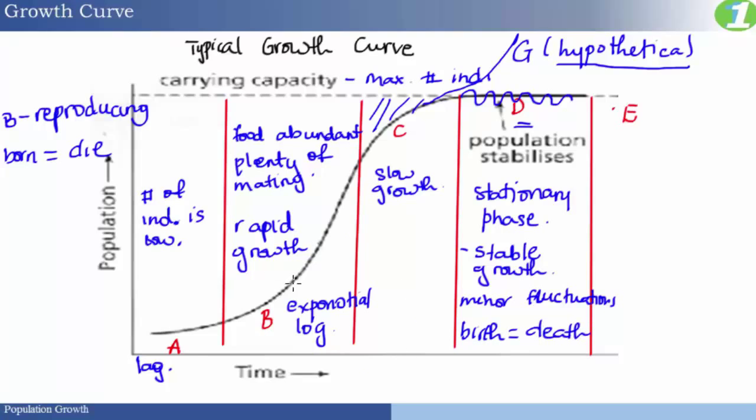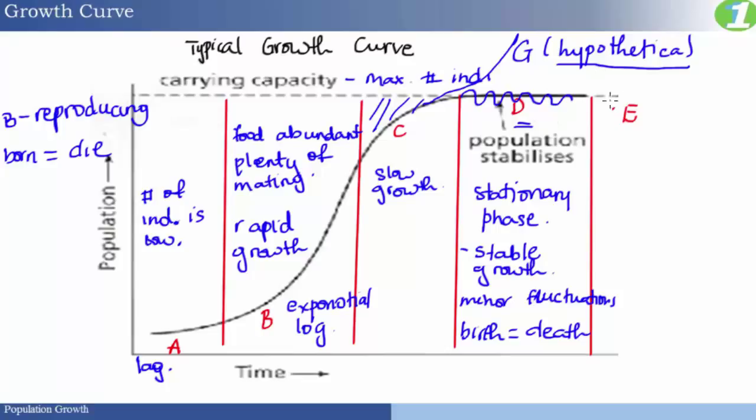So you can imagine that at B, the number of births far exceeded the number of deaths, and so the population was increasing in size significantly. So at D, death rate and birth rate are equal, and so we represent that as a straight line, continuous, no further increase or decrease, nothing significant.